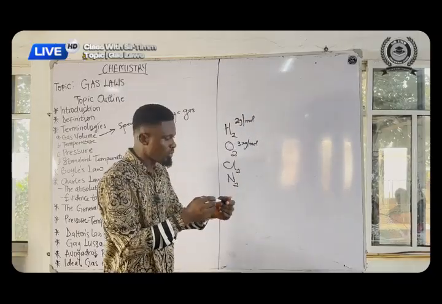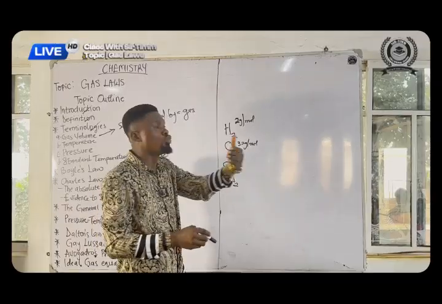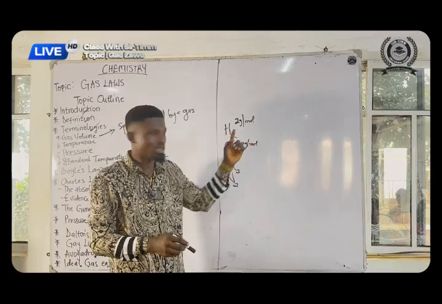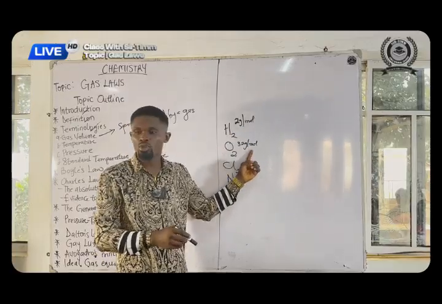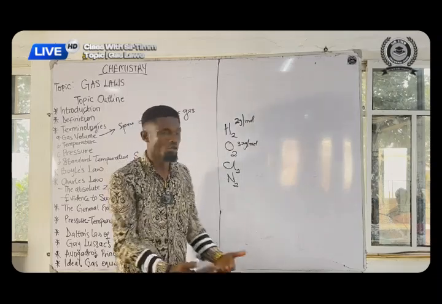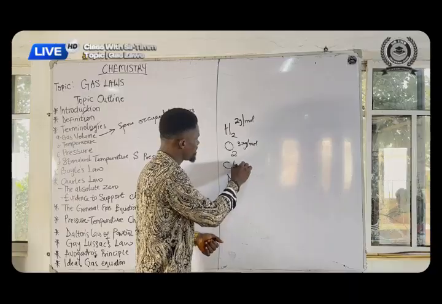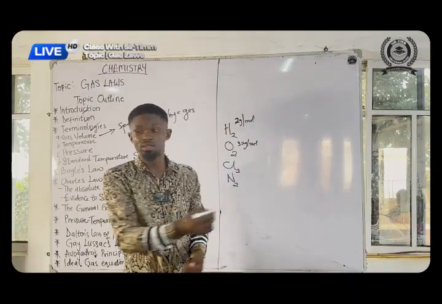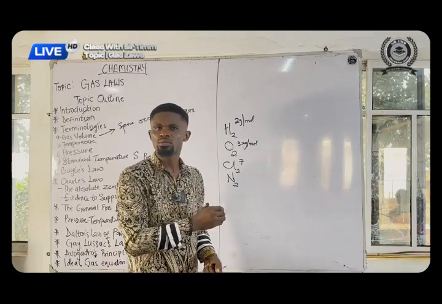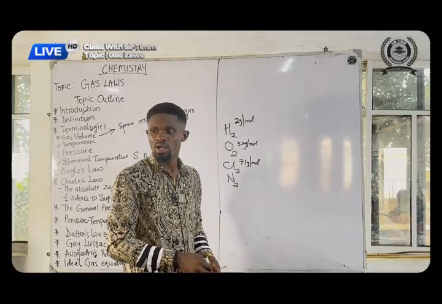Per mole. It means that 1 mole of hydrogen gas weighs 2 gram. Am I communicating? Are you getting my point? Then 1 mole of oxygen gas weighs 32 gram. Then this one, chlorine, I have 35.5 times 2, so I should have 71, if I'm not mistaken. This is 71 gram per mole. Are you with me?